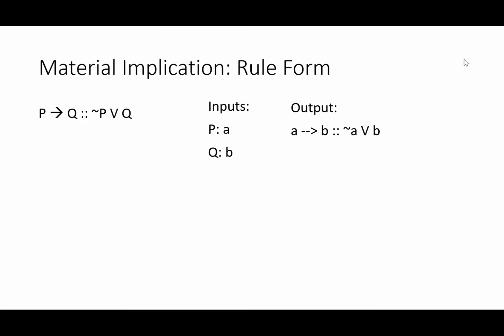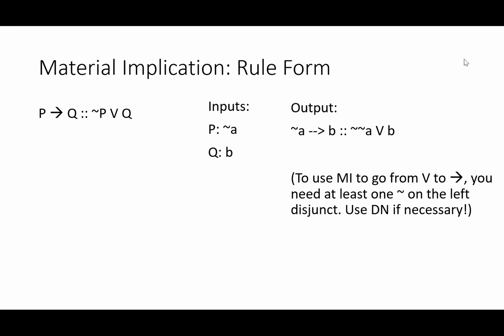We can use simple inputs to understand this rule, A and B. If A then B is logically equivalent to either not A or B. Adding not A as an input makes it a little more complicated, but if not A then B is logically equivalent to either not A or B. To use material implication to go from V to arrow, you need to have at least one negation on the left disjunct. Use double negation if necessary.